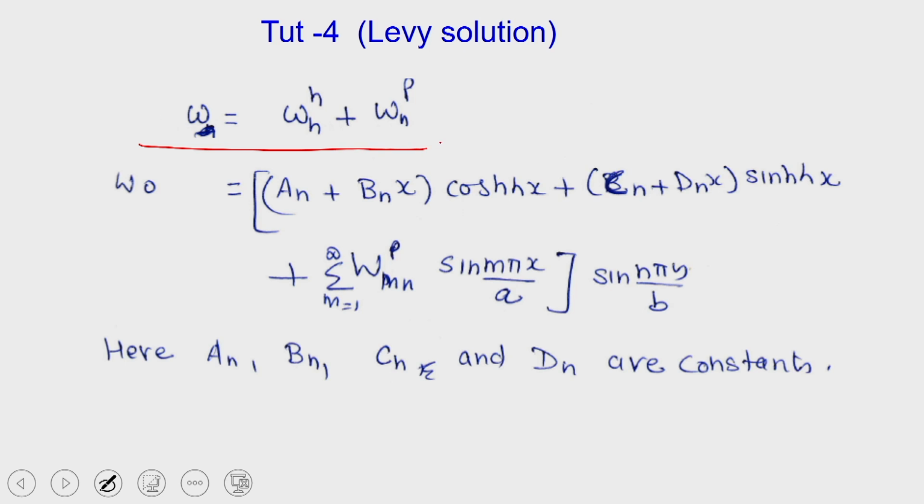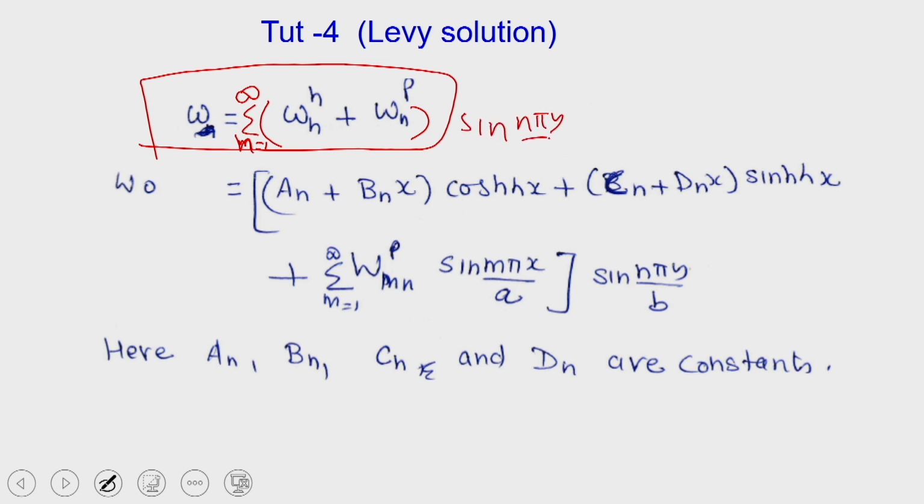Now, you write the final solution: Wnh plus Wnp, summed over n equal to 1 to infinity, times sin n pi y by b. So, W naught is finally written in this form. This was the homogeneous and particular solution with sin m pi x by a and sin n pi y by b. Here a n, b n, c n, d n are the constants which we need to evaluate.